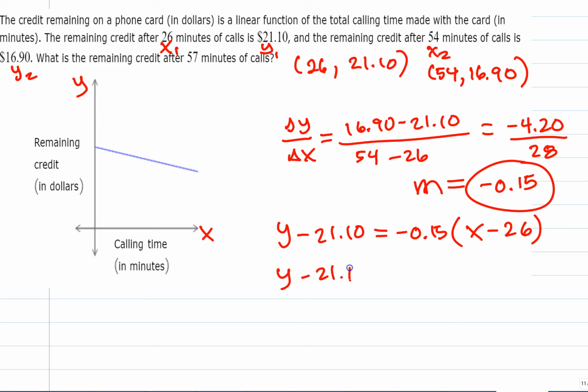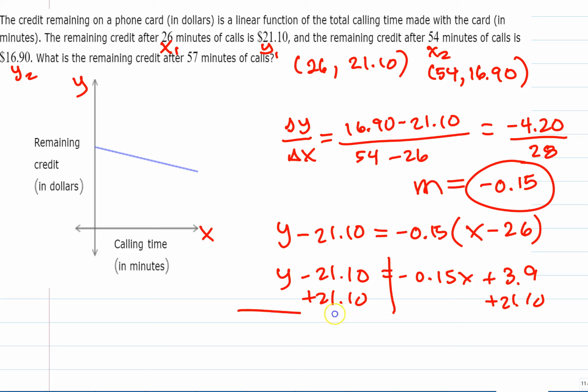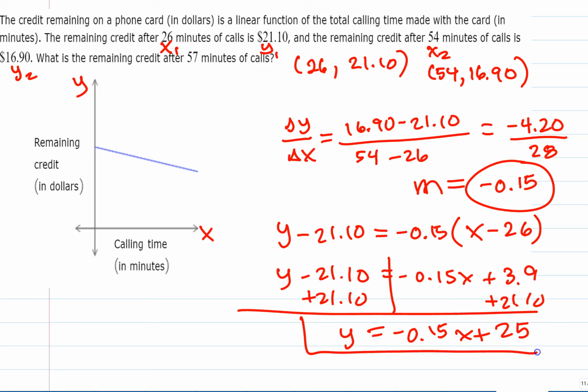y minus 2110 is equal to negative 0.15 times x minus 26. I need your help, what is 26 times 0.15? What is it? 3.9? And it ends up becoming positive because the negative times the negative. But yeah, is that okay? And then last, we're going to add the 2110, so y is equal to negative 0.15x plus, is that 25? We got an equation.